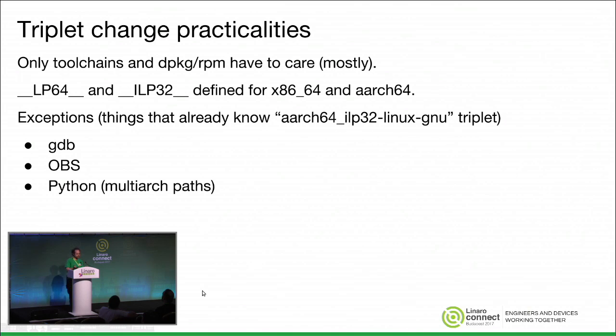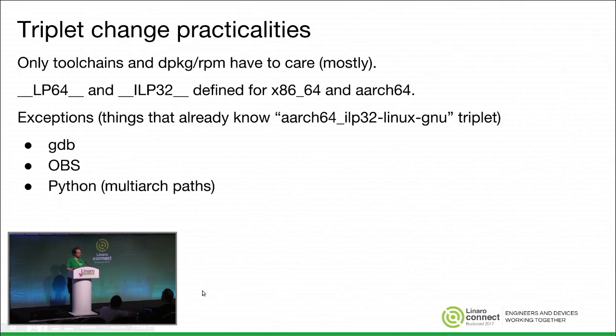So in practice, what you'll end up with is pretty much only toolchains and dpkg and RPM and other build systems have to actually parse triplets. Everything else just gets the toolchain defined LP64 and ILP32, which are conveniently exactly the same on x86 and ARM. So this is beautiful, and your software will all look the same. An awful lot of software at the moment checks x86, 64 and ILP32, but in practice it should probably often just say, am I ILP32, do the right thing.